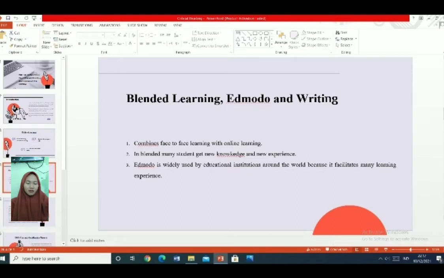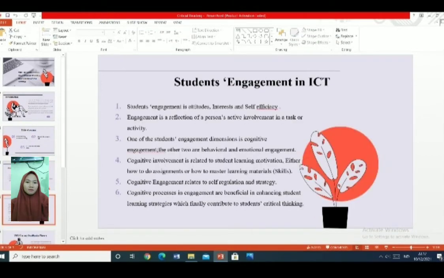gained. The term Edmodo is widely used by educational institutions around the world because it facilitates many learning experiences. That means, in addition, Edmodo can be used in several universities because it really helps the process of learning to write in English classes. And then the next, student engagement in IT.